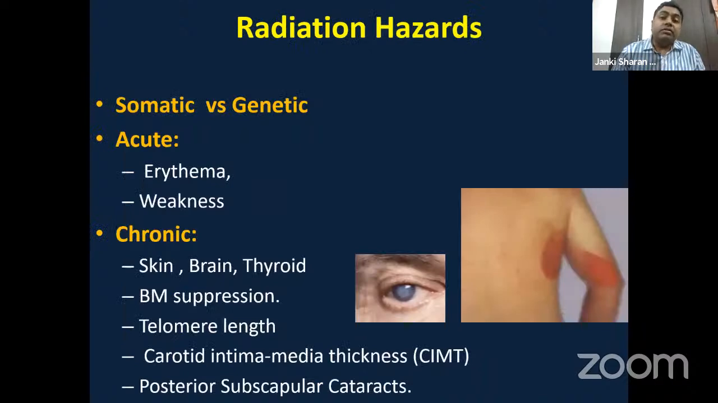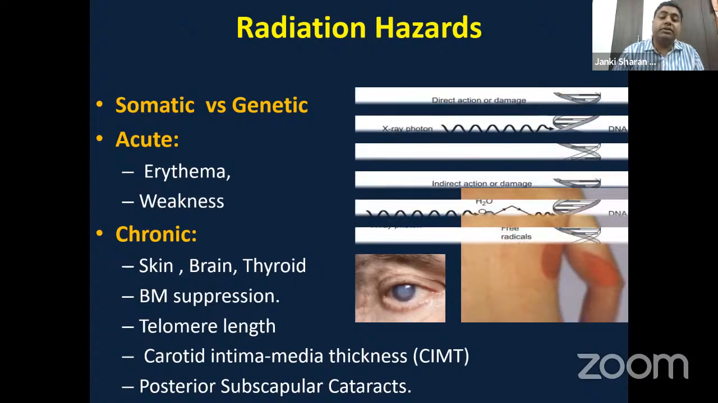So we should know what radiation can cause, what hazards or health problems it can cause to us, like when it produces both somatic and genetic problems. It can produce erythema, weakness, headache, etc. But in the long term, it can produce bone marrow suppression, even the telomere length gets shortened, which produces early aging. The carotid intima media thickness is increased so that you may have atherosclerosis early, and one very specific type of cataract, which is known as posterior subscapular cataract.